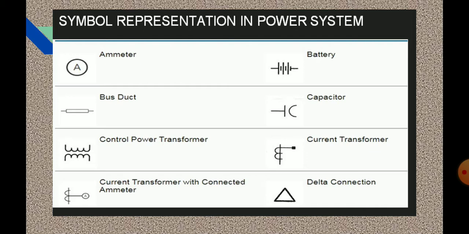So this is the symbol representation in the power system. The first one is ammeter. Second one, bus duct. This symbol is control power transformer. Fourth one is current transformer with connected ammeter. Fifth one is with battery. Sixth one is capacitor. Seventh one is current transformer. Eighth one is delta connection.